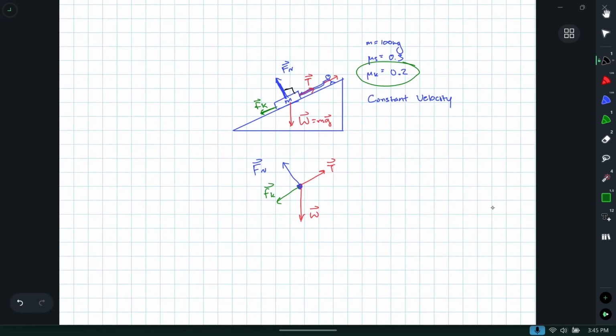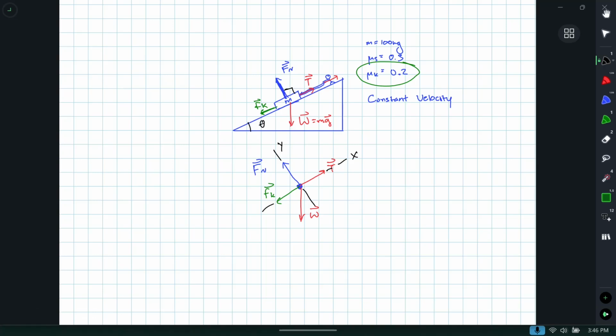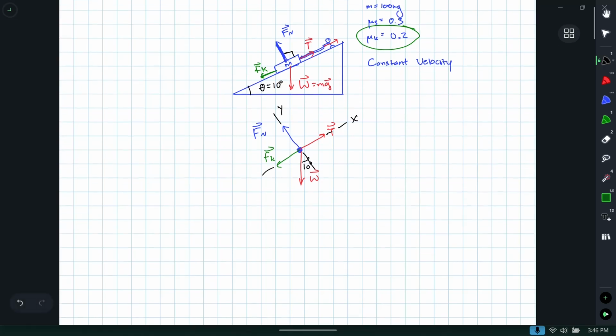To finish out finding components, I actually need axes, and that's where we use the tilted ones for ramps. And in particular, if the ramp has an angle of, okay, this is the one thing I forgot. Let's say it has an angle of 10 degrees. This is also 10 degrees, the angle between the weight vector and that y-axis. All right, now I find my components.